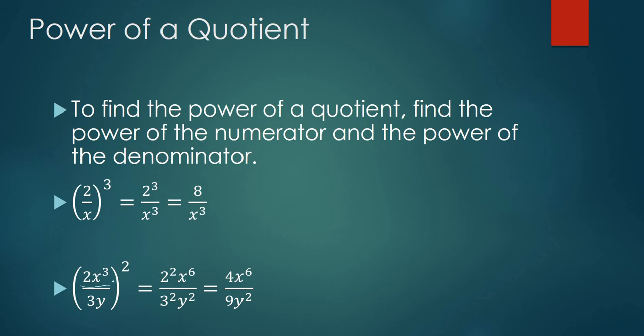Here's our second example. Again, the entire numerator has to be squared. So in order to do that, we might want to write an in-between step here. 2x cubed, squared, over 3y, squared, and then we're going to use our power rule, power of a power, to get 2 squared x to the 6th. Same thing down here, power of a power, 3 squared y squared, and now I can do some simplification. 2 squared over 3 squared is 4/9, x to the 6th over y squared.